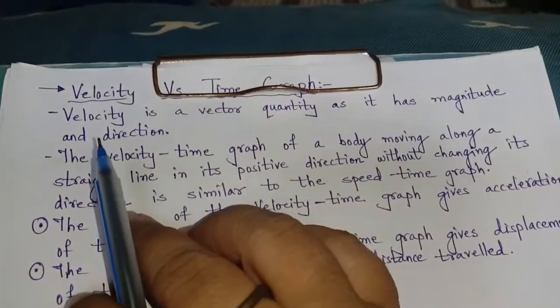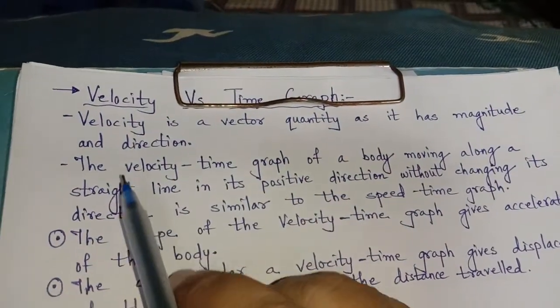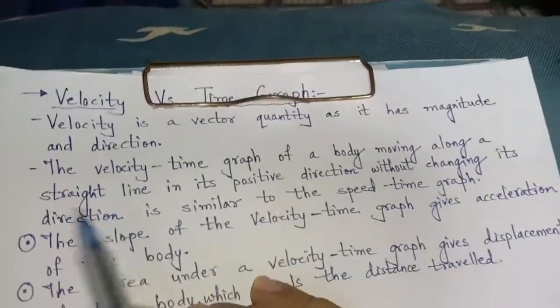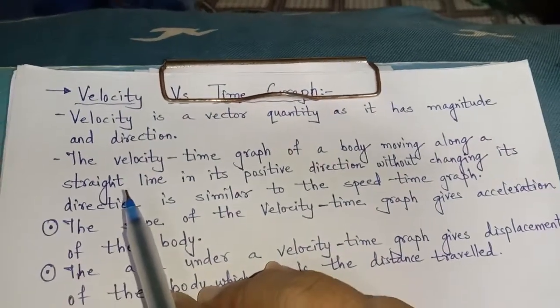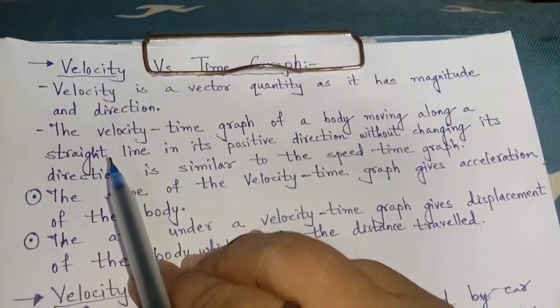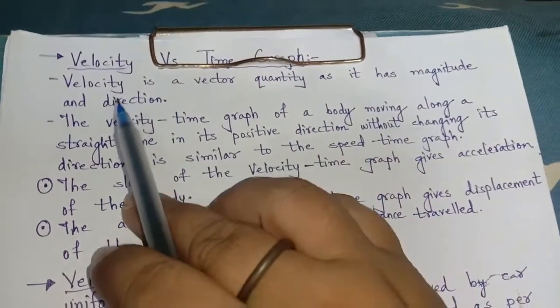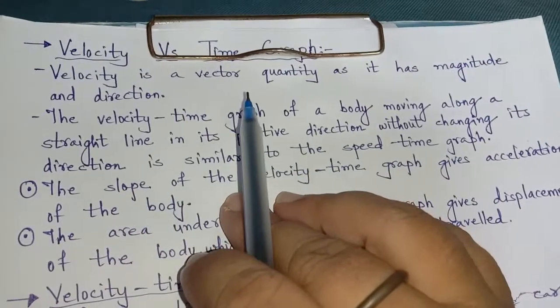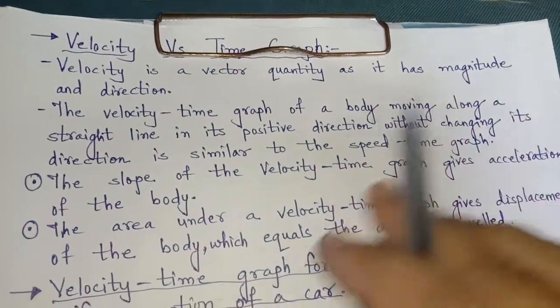Good morning, dear students. In this video, we will see about velocity versus time. In the earlier video, we have seen distance versus time. Now, this is velocity versus time. We know that velocity is a vector quantity as it has magnitude as well as direction.